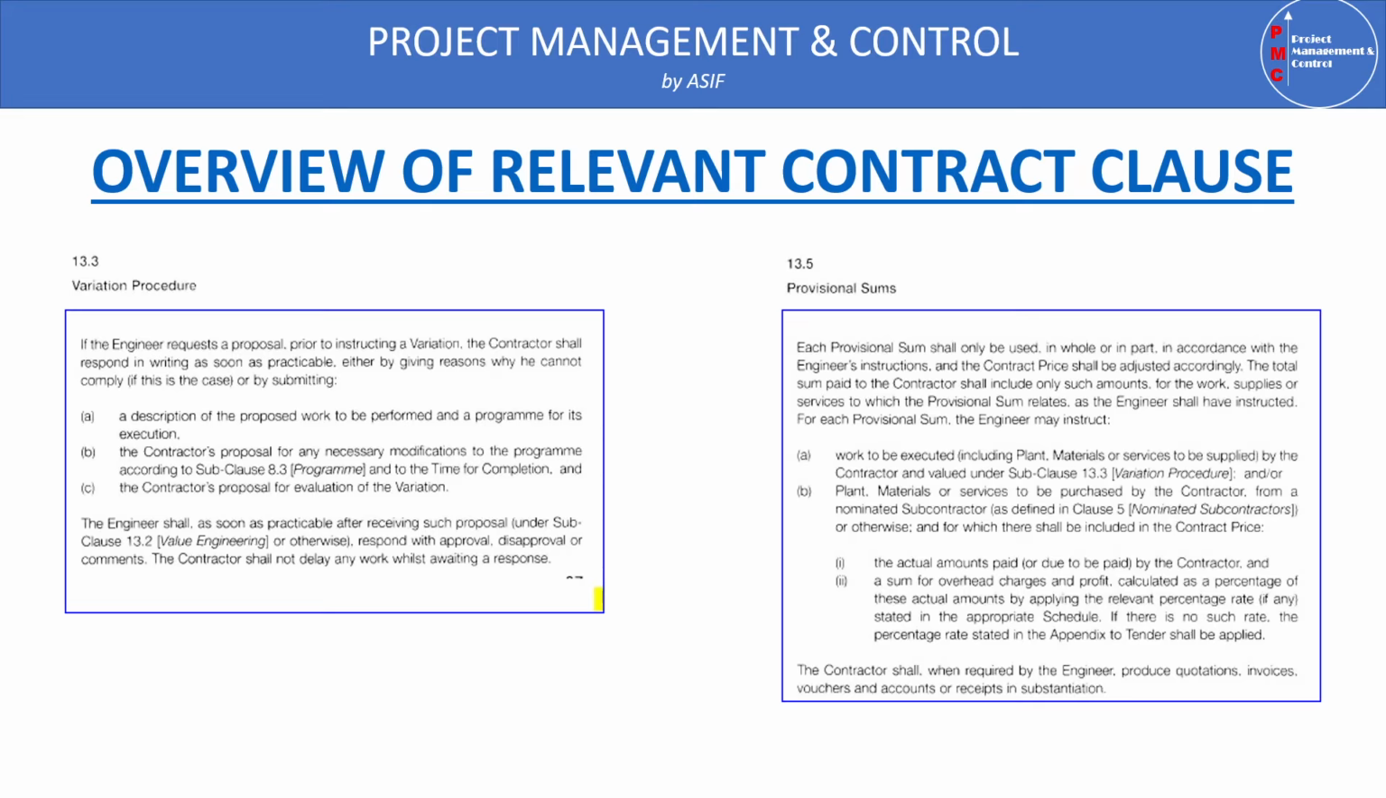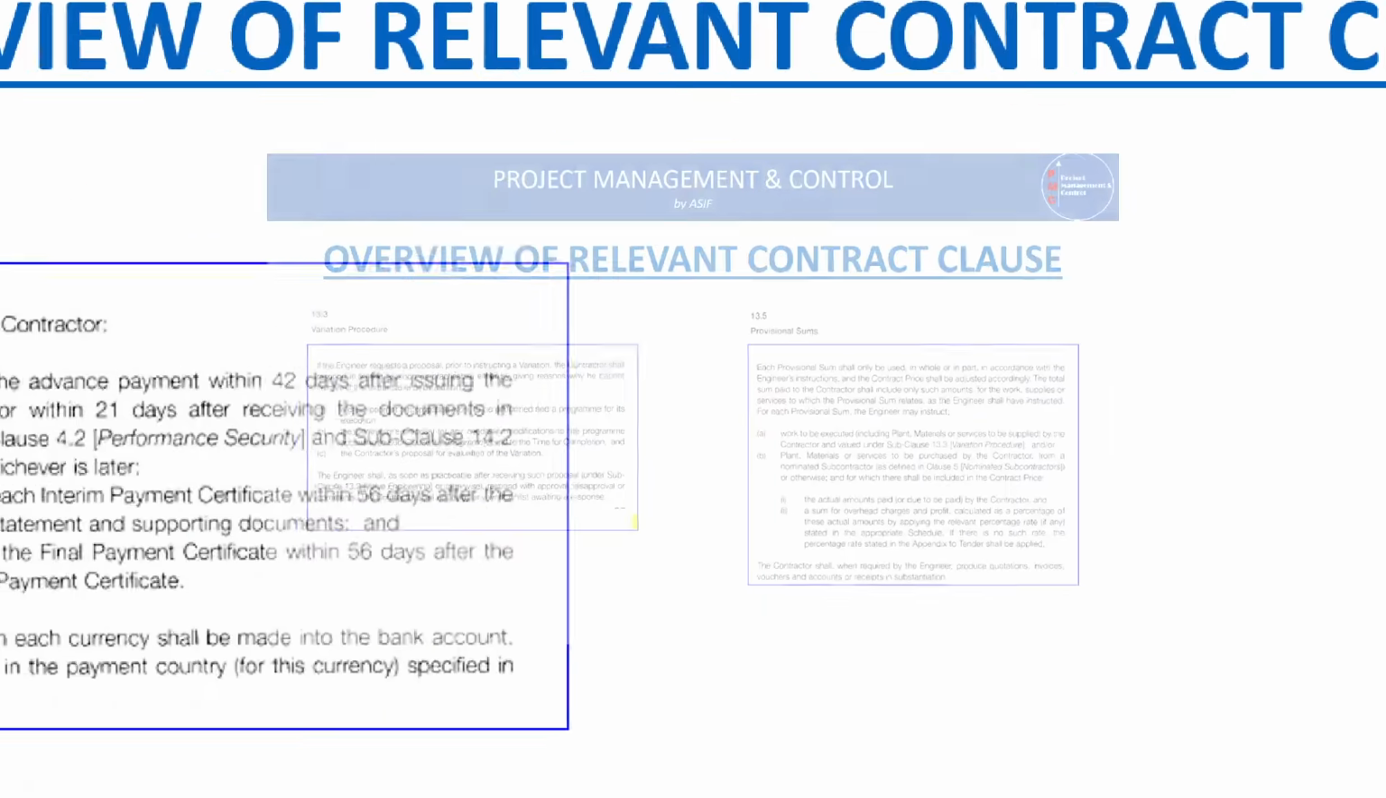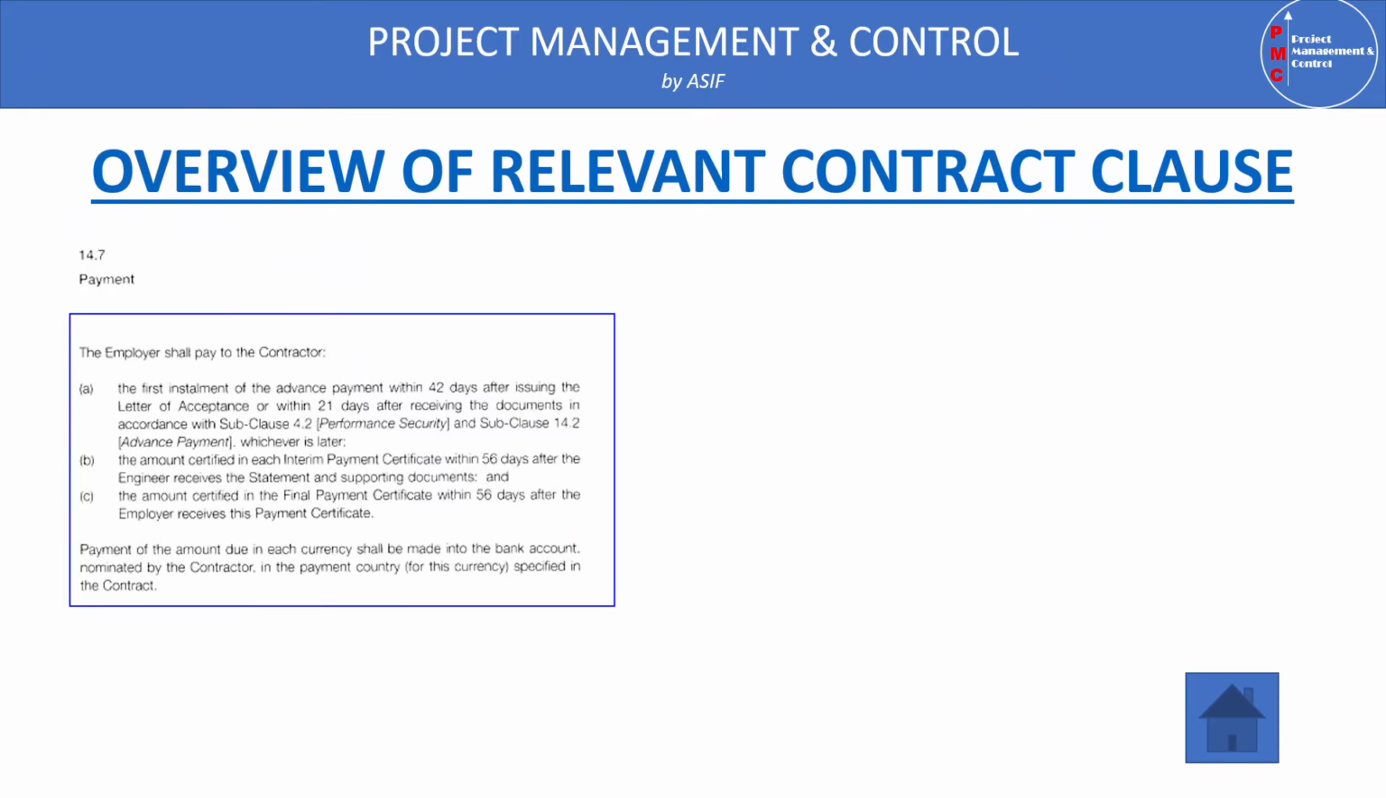So the contractor can claim extension of time for sub-clause 13.3 and 13.5, and these two clauses can also be claimed under 8.4b. The other is 14.7, related to payment.